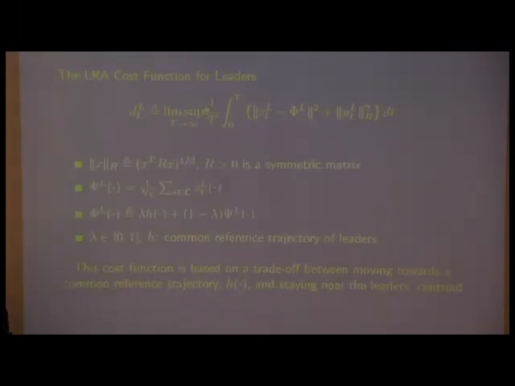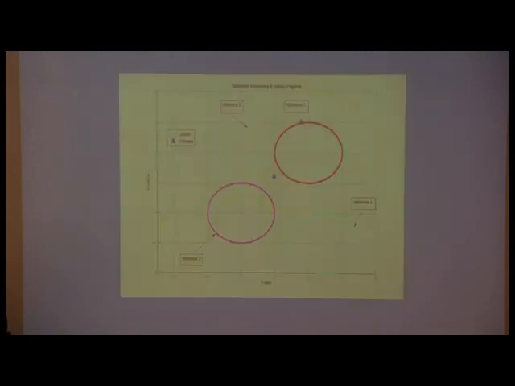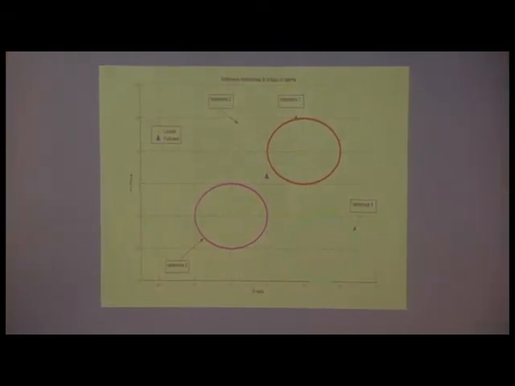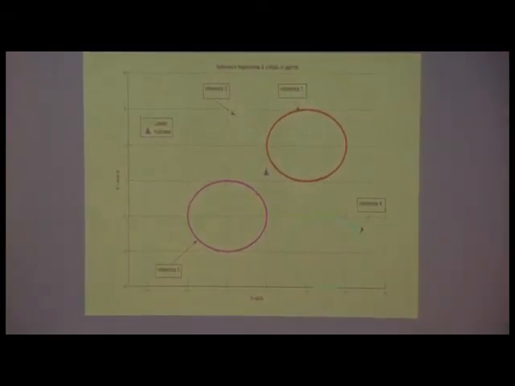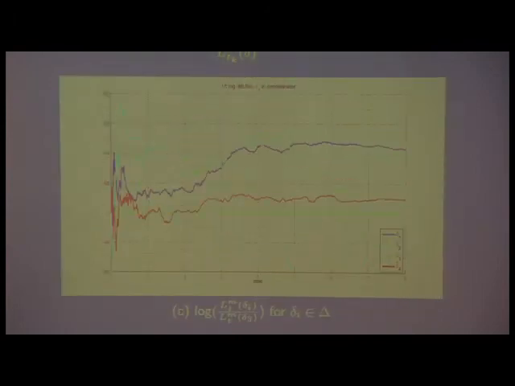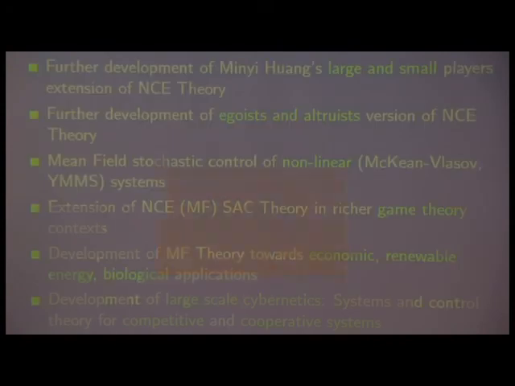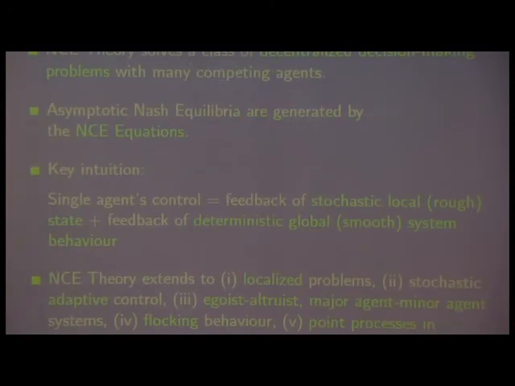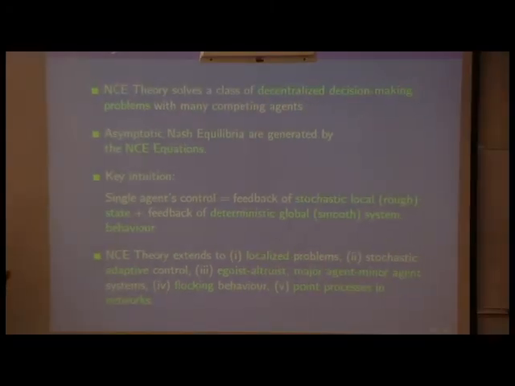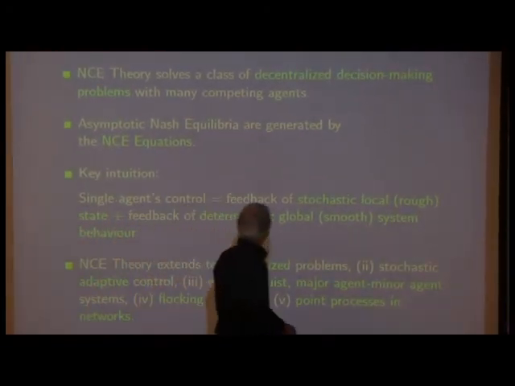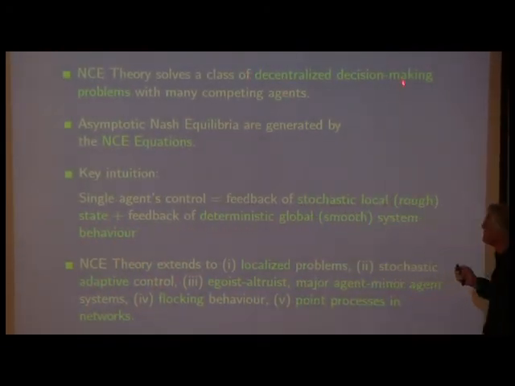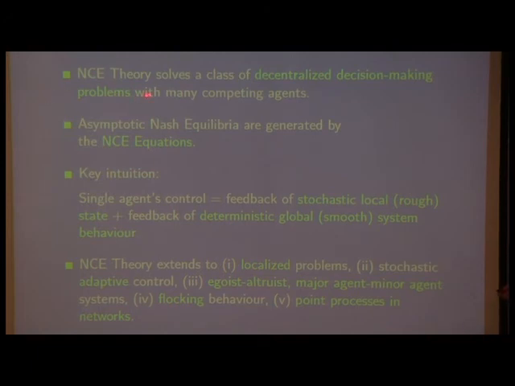Now I'm not going to go through leader-follower as promised. There are various other adaptive versions of this, where one is estimating between discrete parameters of subsets of the population, a leader-follower situation. You lock on to the correct parameter. This is another talk, and so I'll quickly summarize that the NCE theory solves a class of decentralized decision-making problems with many competing agents. Cooperation will be in the second talk.